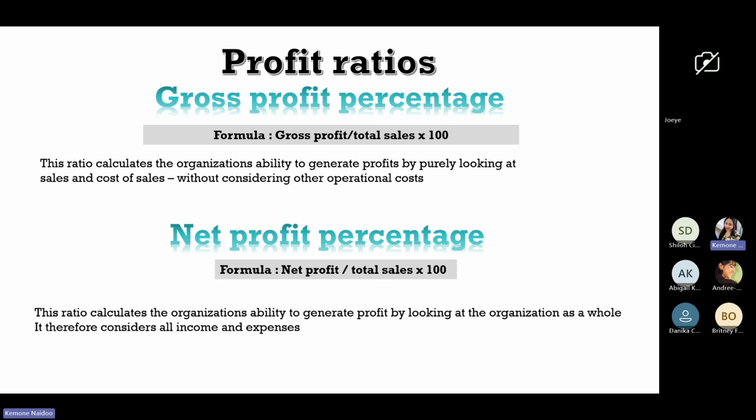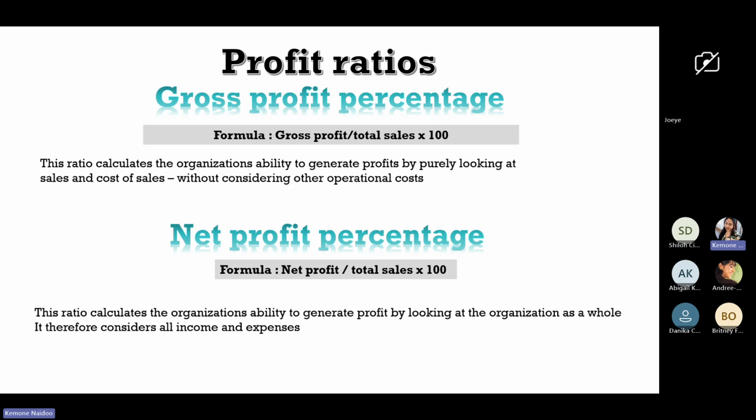Okay. Net profit percentage, on the other hand, calculates the organization's ability to generate profit by looking at the organization as a whole. So if you think of the word net profit, it is looking at the business as a whole. If we are looking at the business as a whole, we can't leave anything out. That's why operational costs are also considered as part of it. Okay. So the equation here is actually simple. You take your net profit, which they will give to you, and you take your total sales, which they'll give to you, divide those, and you times it by 100 to get you a percentage.